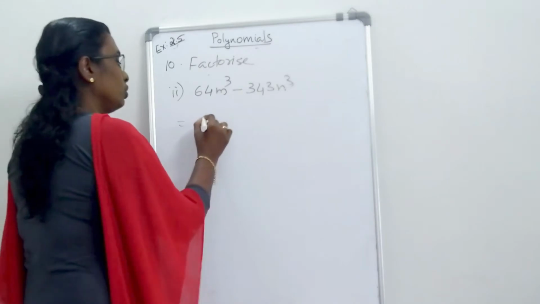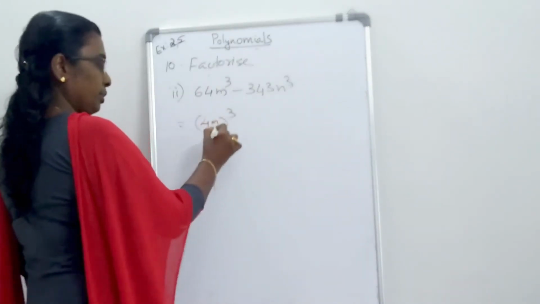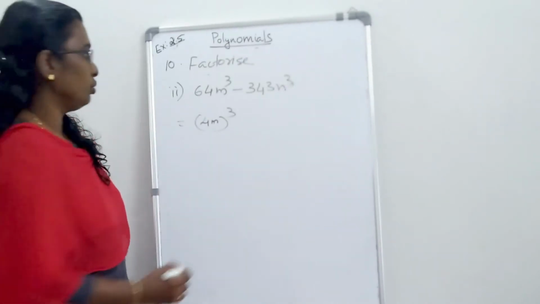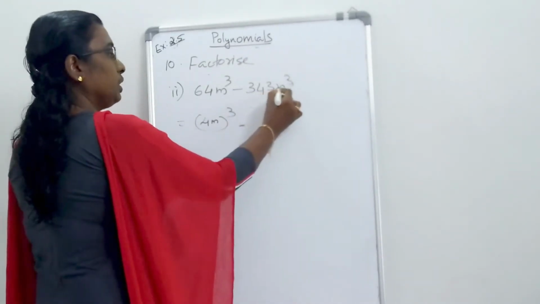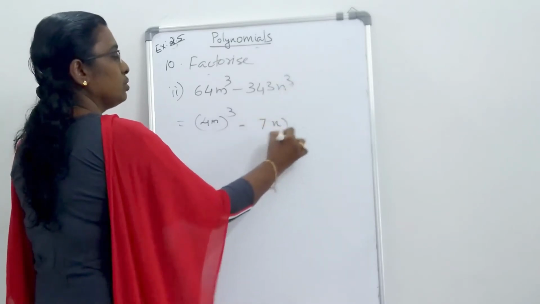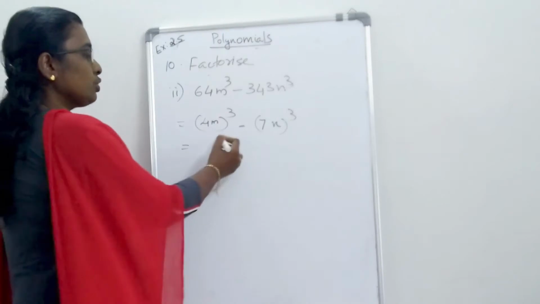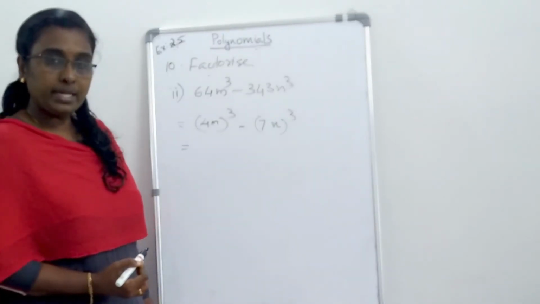64n cube is the cube of 4m, that is 4m into 4m into 4m. 343 is the cube of 7, so 343n cube is the cube of 7n, so 7n the whole cube. Okay, this is of the form a cube minus b cube.